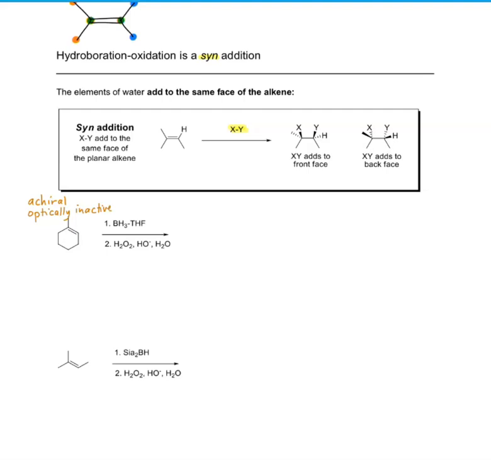So our alkene is achiral and optically inactive. Now, if we extend that analysis to BH3·THF, we would find that that too is achiral, as is hydrogen peroxide and hydroxide in water. So what we have going on here is optically inactive starting materials.